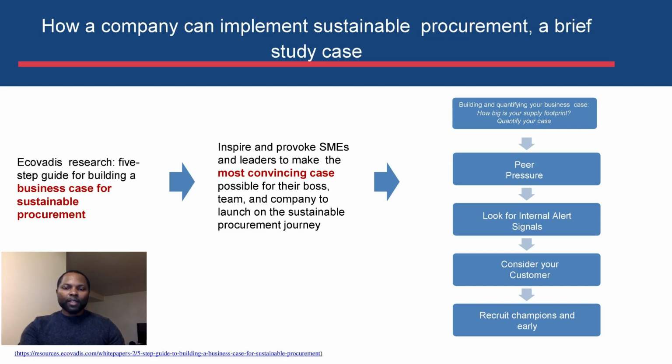So the second point in the guide is peer pressure. Benchmark your industry and competitors. Information about potential competitors may be found online. So look at internal alert signals. Research and identify key events or incidents related to CSR and your supply chain. Consider customer sustainability requirements. Talk to your customer sales and CSR teams. So recruit champions and early adopters to collaborate with you. Seek colleagues whom you can rally to help. You can look at the corporate responsibility and ESG functions.